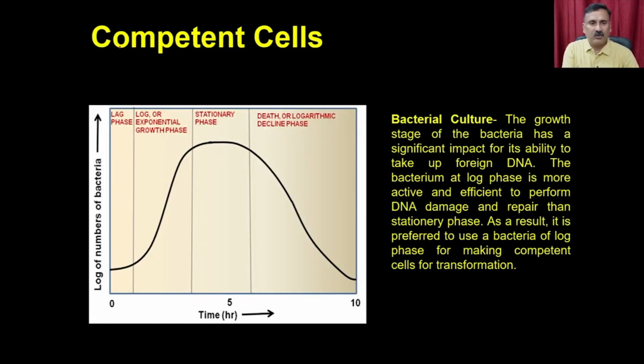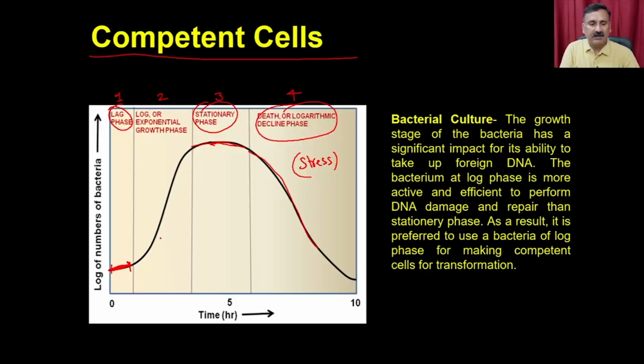How are you going to prepare the competent cells? First you are going to grow the bacteria. If you see the bacterial growth curve, it has the lag phase, the log phase, the stationary phase, and the death or decline phase. The cells in the stationary phase or the decline phase are under extreme stress, which means these phases are not suitable for preparing competent cells.